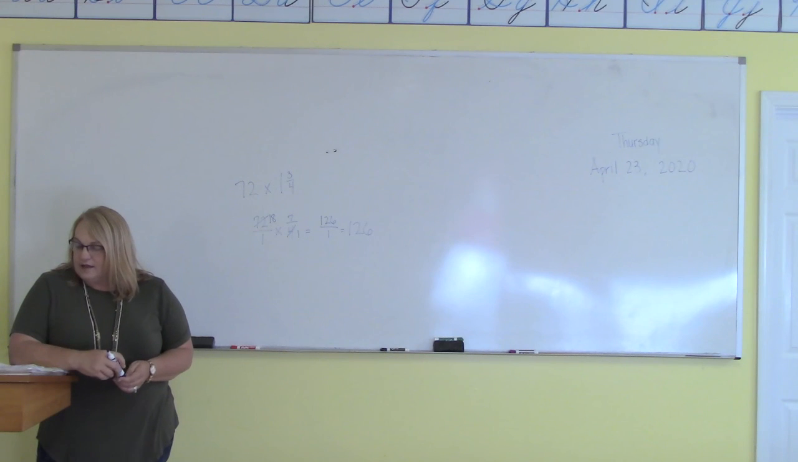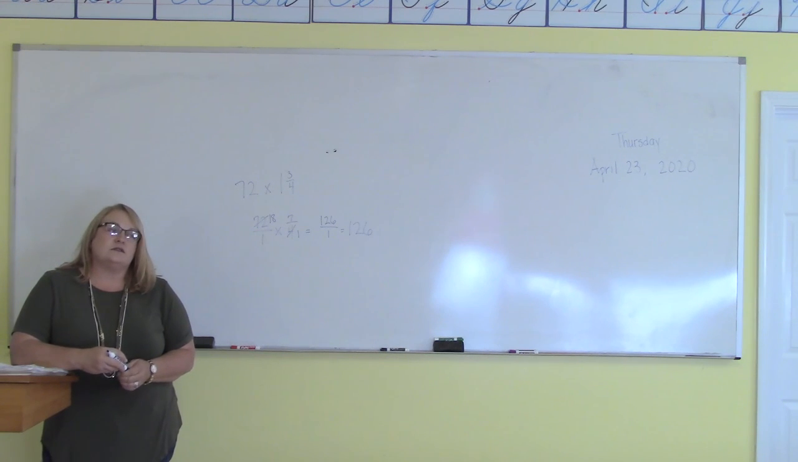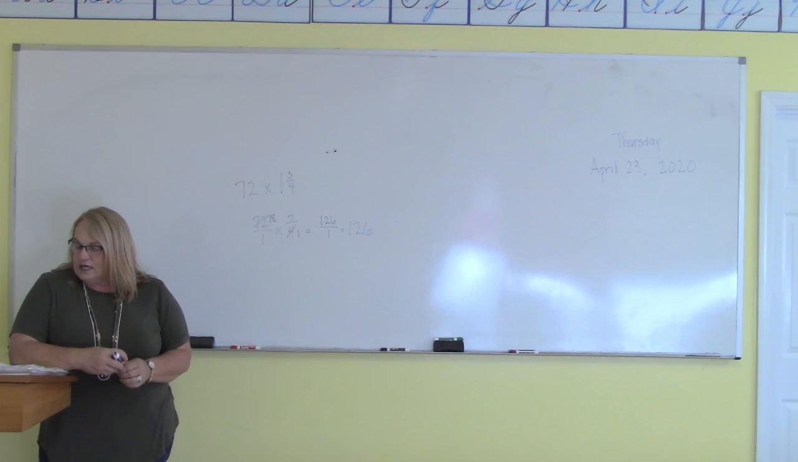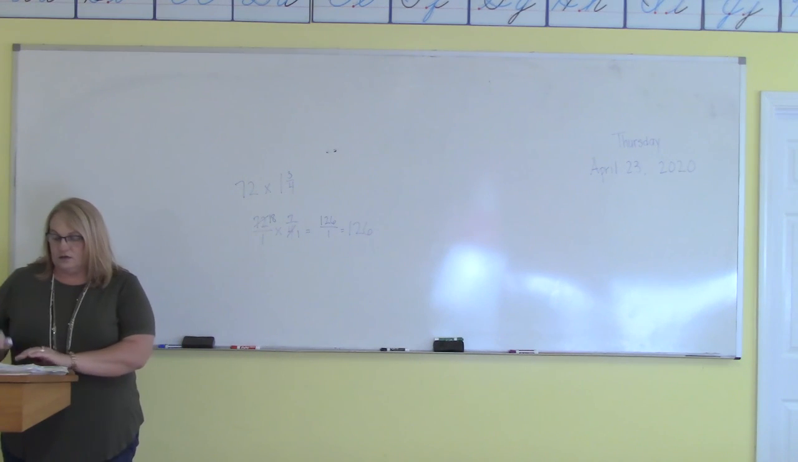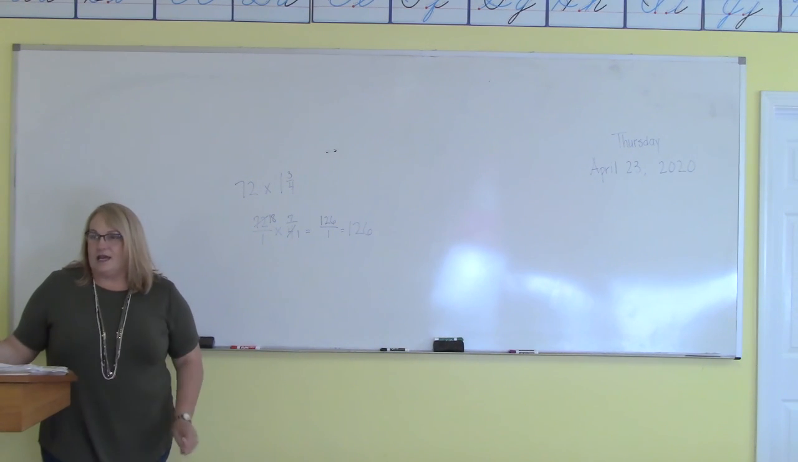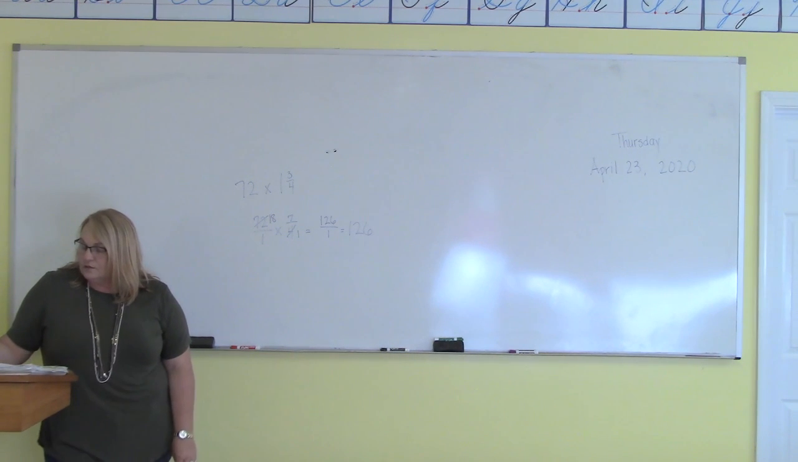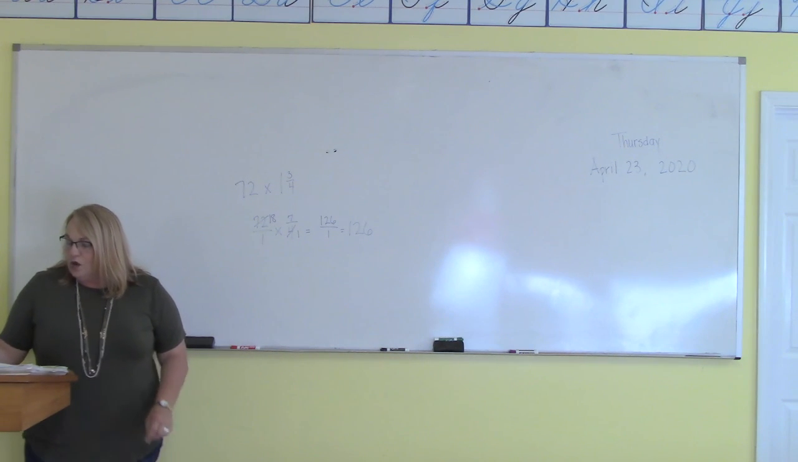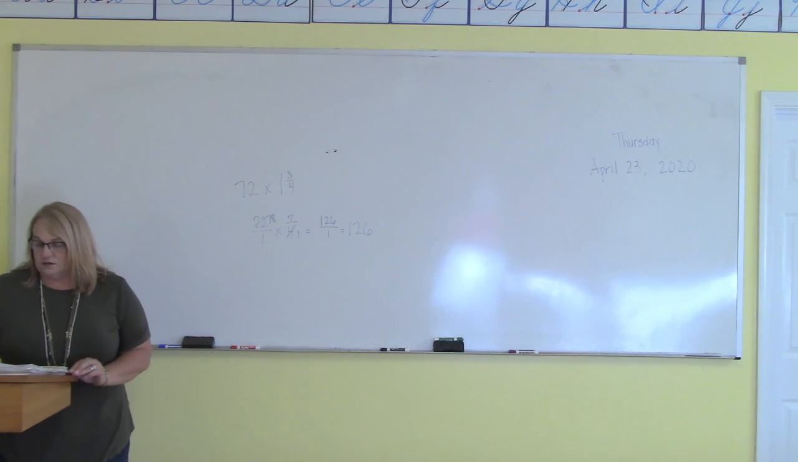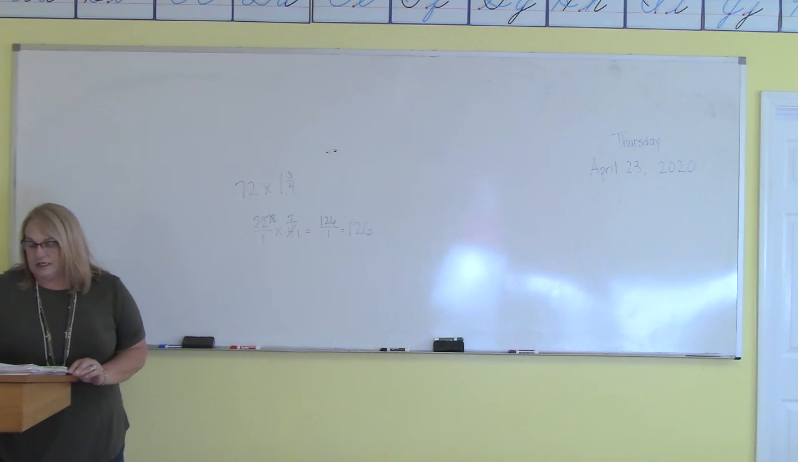J, 1 deciliter is how many liters? Deca means 10. So there are 10 liters for every 1 deciliter. K, 1 year is equal to how many days? 365 days. And L, 1 hectometer is equal to how many decameters? Good, 10.